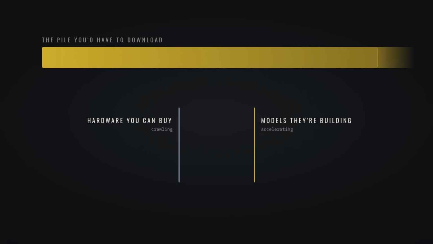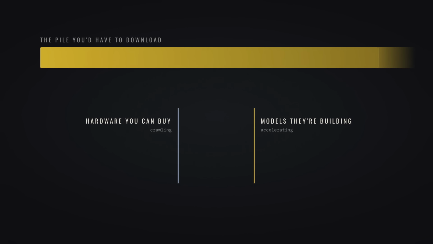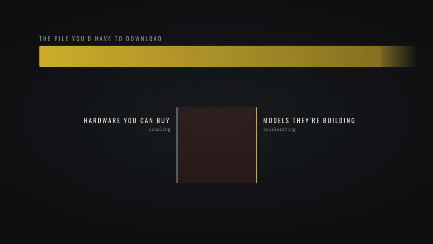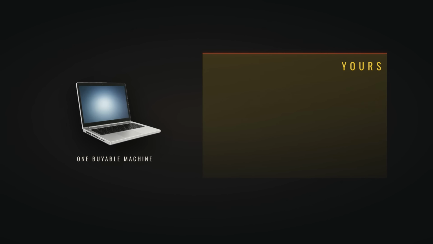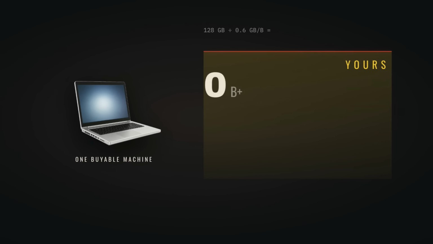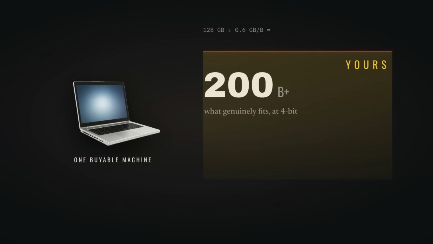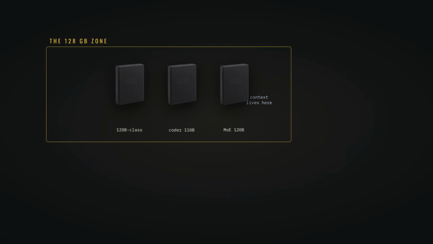So the gap between the hardware you can physically purchase and the models they're building isn't closing, because it's actively being stretched from both ends. The actual ceiling for what a person can run on one buyable machine today is whatever fits in 128 gigabytes, which by that same per billion rule is a bit over 200 billion parameters at 4-bit. That means the 120 billion class open mixture of experts releases fit comfortably, with room left for context.